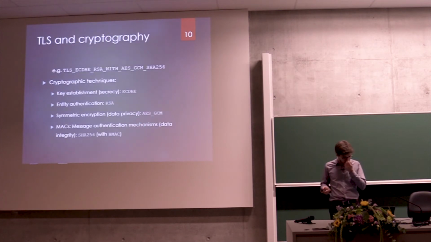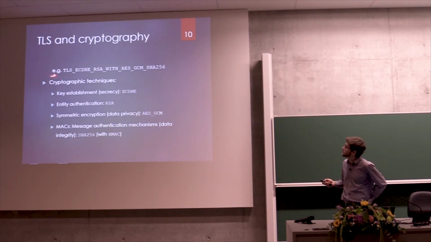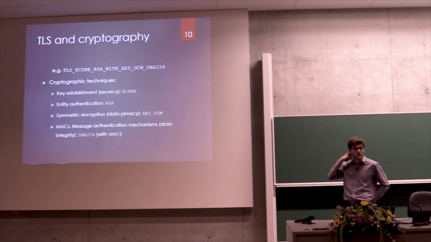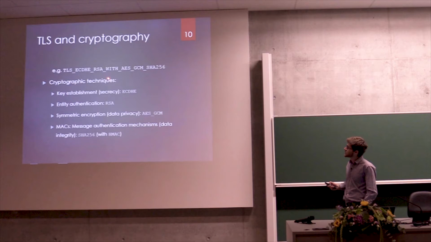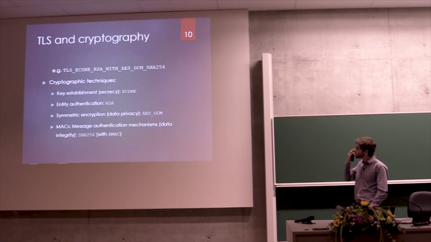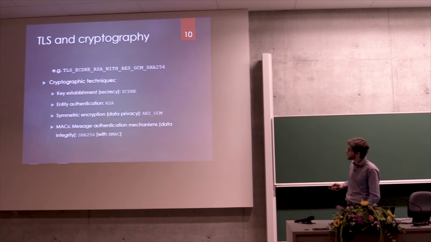So for example, here we have one of these suites, and we can see that the first one just encodes the name of the protocol. The ECDHE is for key establishment. It's elliptic curve Diffie-Hellman ephemeral key exchange. RSA is the signature algorithm, so that's your entity authentication. With is just a keyword. AES is your symmetric key primitive. GCM is the Galois counter mode. And SHA-256 is the hash function you have to use.